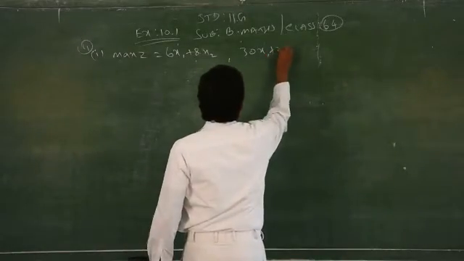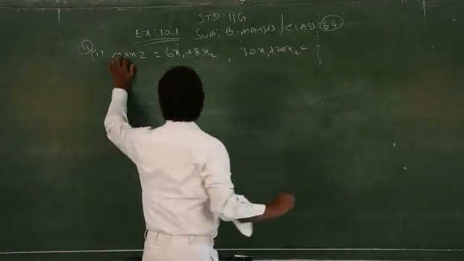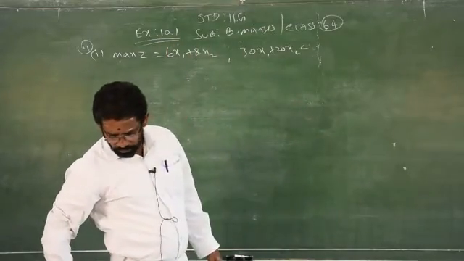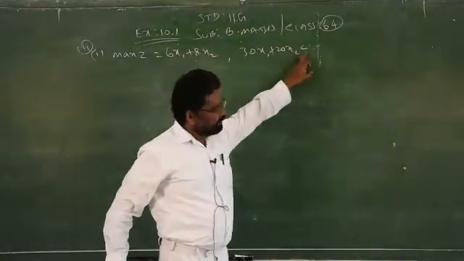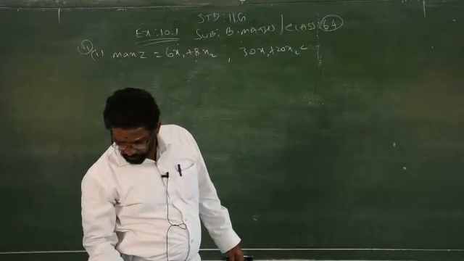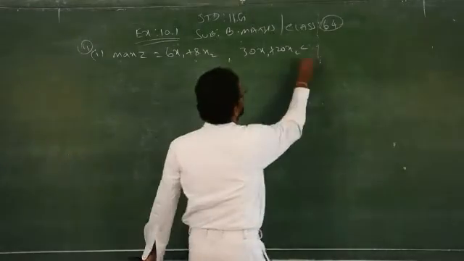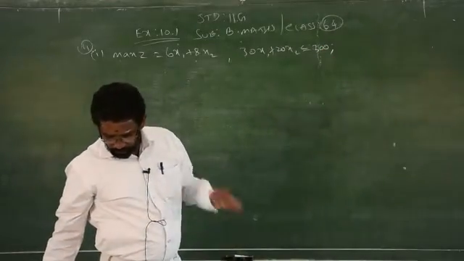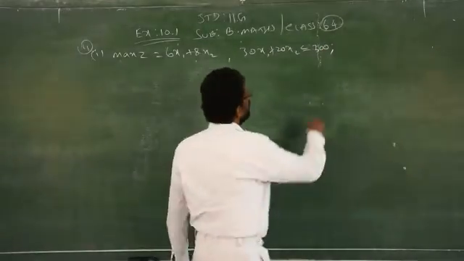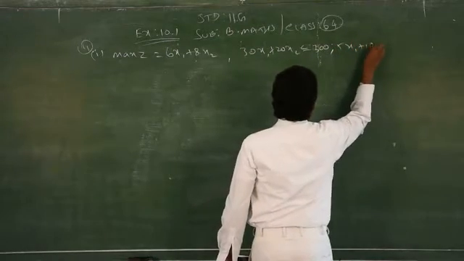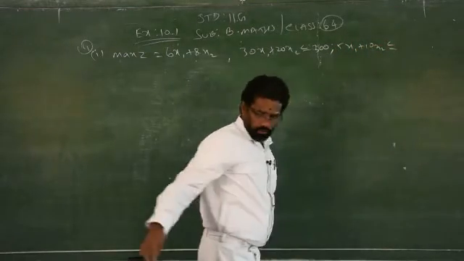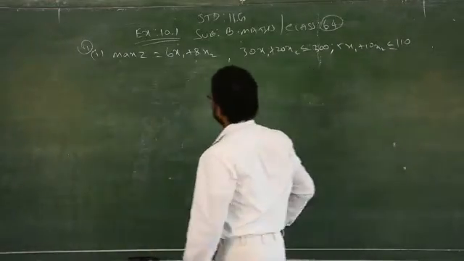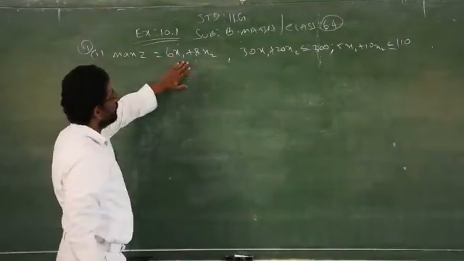30x1 plus 20x2. If it is maximum, you will always get the less than or equal to symbol. If it is minimum, you will get the greater than or equal to symbol. Less than or equal to 300. What about the second equation? You will get a maximum of 3 equations. 10x2 less than or equal to 110.